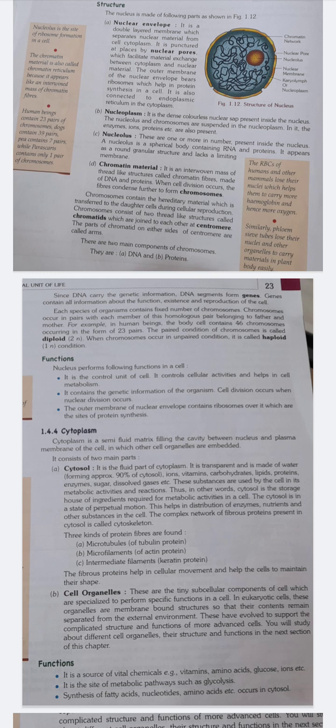Each species of organism contains a fixed number of chromosomes. An example is the human being having 46 chromosomes, that is 23 pairs. If the chromosomes are in pair form, that is called diploid, that is 2n, and when the chromosomes occur in the unpaired condition, it is called the haploid condition.